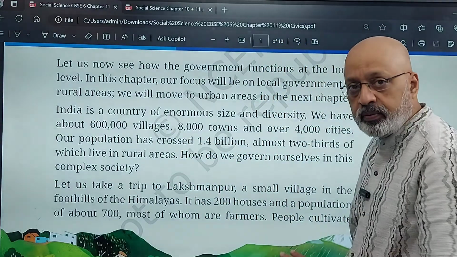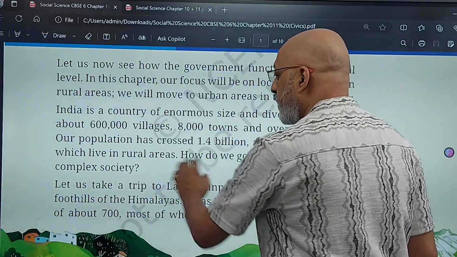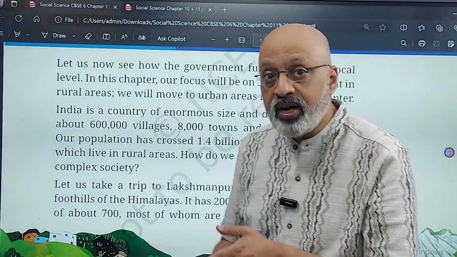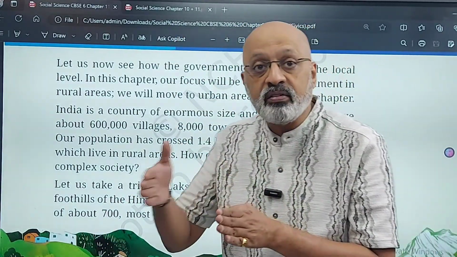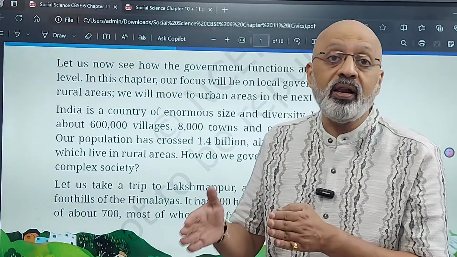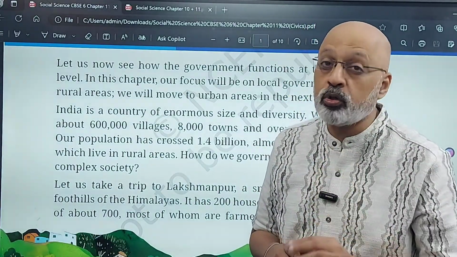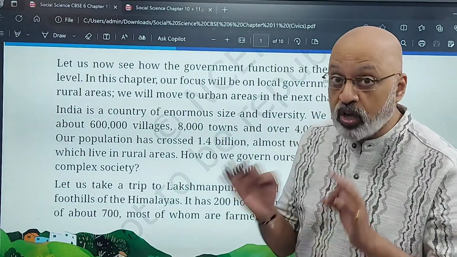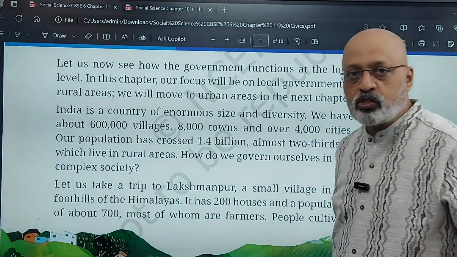हमारी पॉपुलेशन इतनी है. ओके, 140 करोड़, 1.4 बिलियन, ऑलमोस्ट 2/3 which live in rural area. इसमें से 2/3, that is 66% people live in the villages, and the rest, about 34%, live in the, actually it's not 34%, it's about 31% according to the last official census. उसके बारे में भी मैं बताऊंगा. Okay, how do we govern ourselves in this complex society?